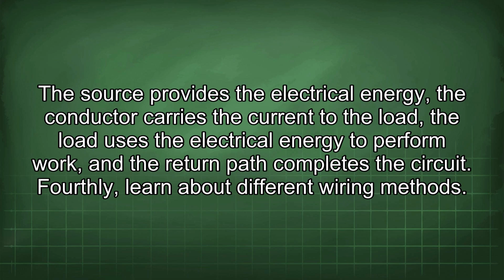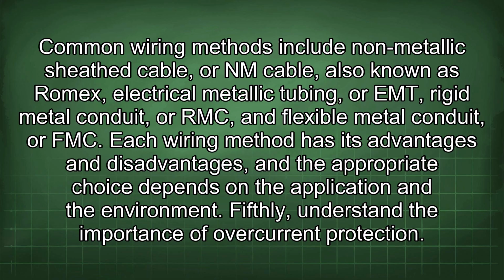Fourthly, learn about different wiring methods. Common wiring methods include non-metallic sheath cable, or NM cable, also known as Romex, electrical metallic tubing, or EMT, rigid metal conduit, or RMC, and flexible metal conduit, or FMC. Each wiring method has its advantages and disadvantages, and the appropriate choice depends on the application and the environment.